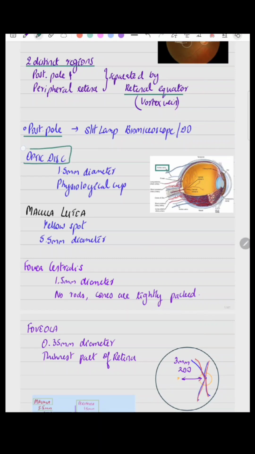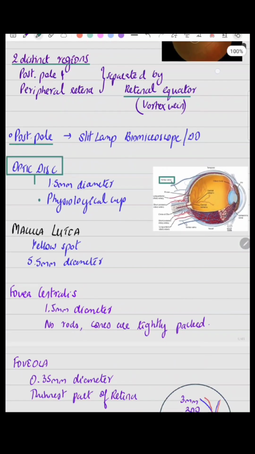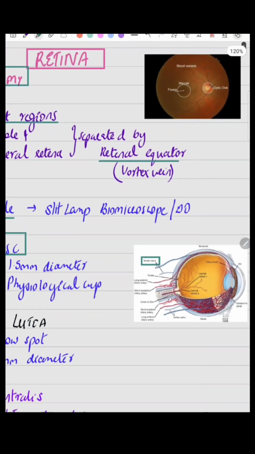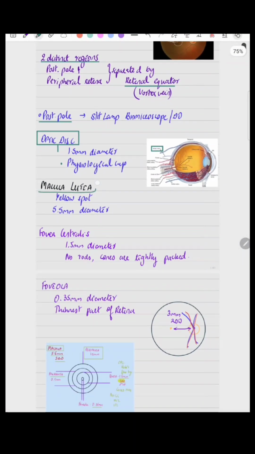Coming to the parameters, the optic disc is a circular area, about 1.5 mm in diameter. All the retinal layers terminate here except the nerve fiber layer. The depression seen in the disc is known as the physiological cup. The central retinal artery and vein also emerge through the center of this cup. You can see. Then coming next is the macula lutea.